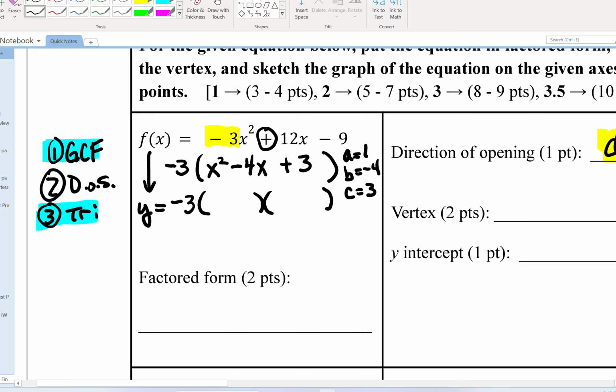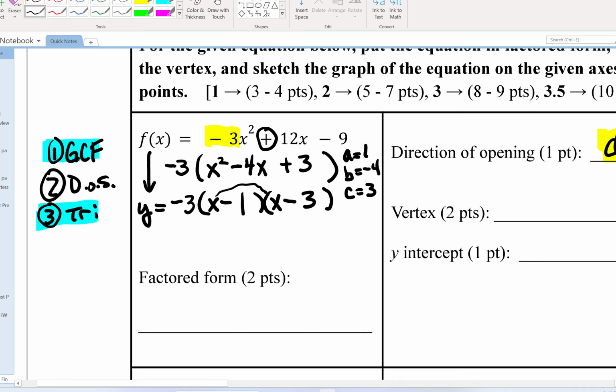And I know that the first terms in each of those parentheses have to be x, because x times x would give me the x squared. And then I also know that these 2 numbers have to multiply to give me a +3, but they have to add to give me -4. And so I know that both of the numbers have to be the same sign, and they both have to be negative. So I'm going to put the signs in here, negative and negative. And then because 3 is prime, it only has 2 factors, 3 and 1, so I put 3 here and 1 here.